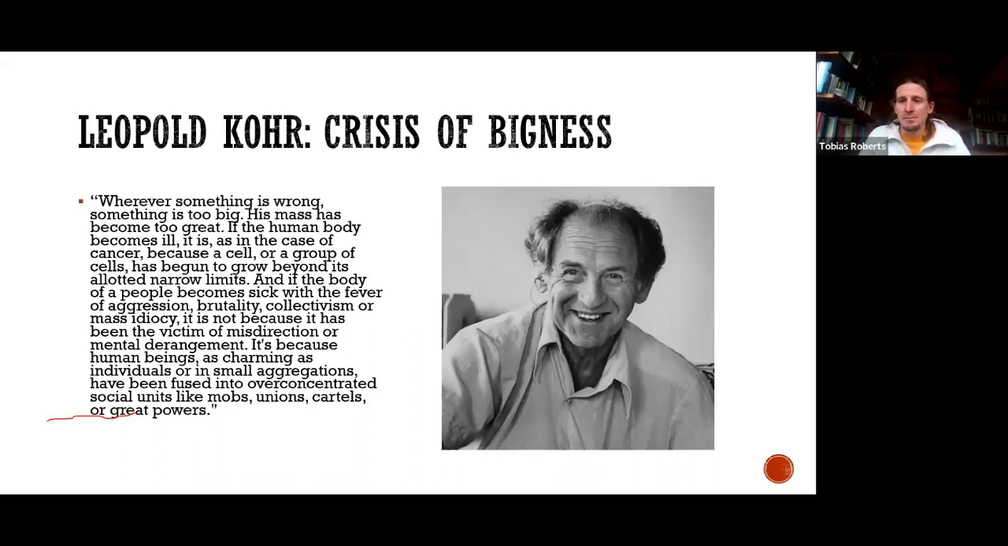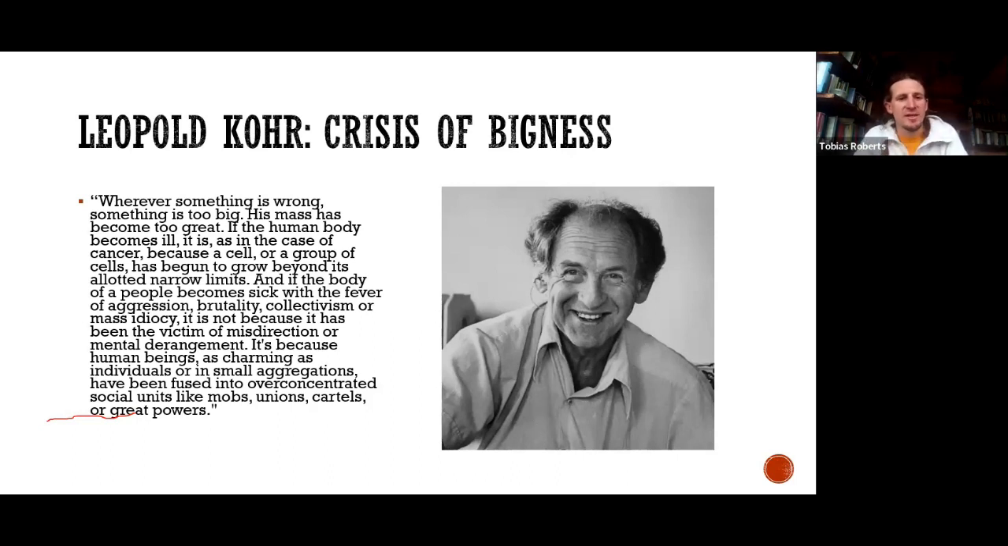Both communism and capitalism, socialism and free market economics, all of them are wedded to this idea that more economic growth is necessary, more industry, larger businesses. They might disagree on who controls the modes of production and things like that, but he said the problem is that we've gotten too big. We no longer are connected to any sort of place, any sort of ecological reality. And here's a quote from him. He says, "Wherever something is wrong, something is too big. The mass has become too great."